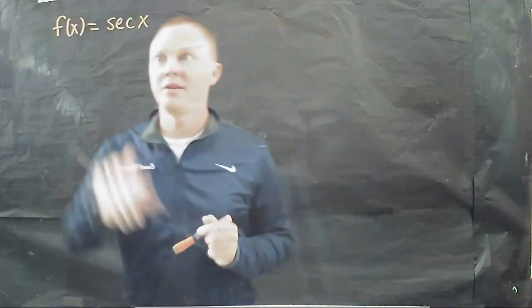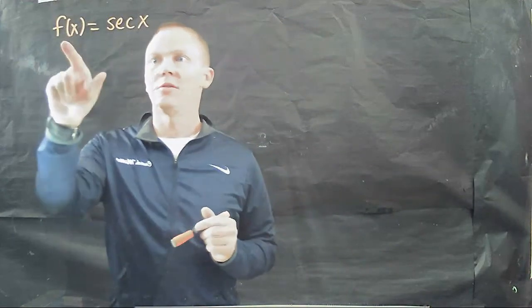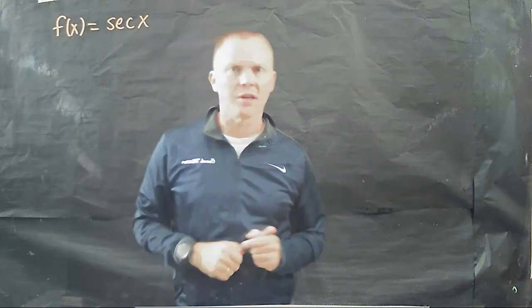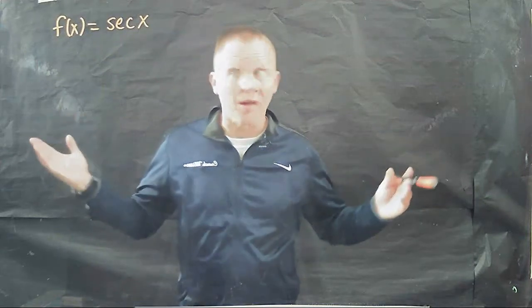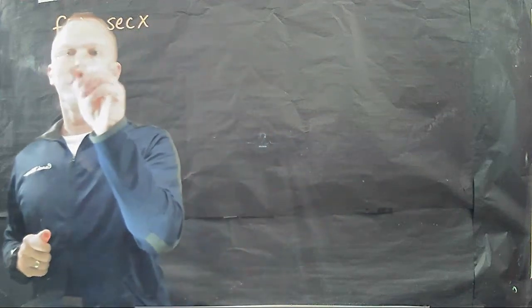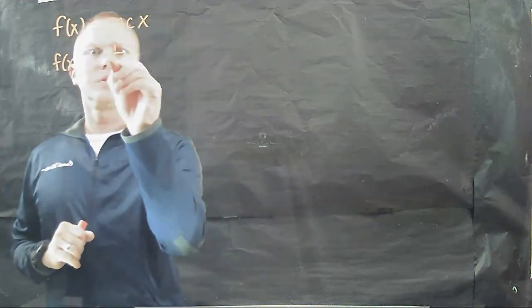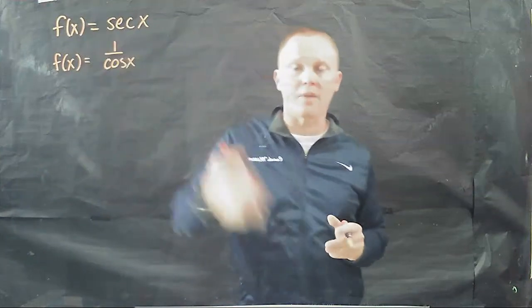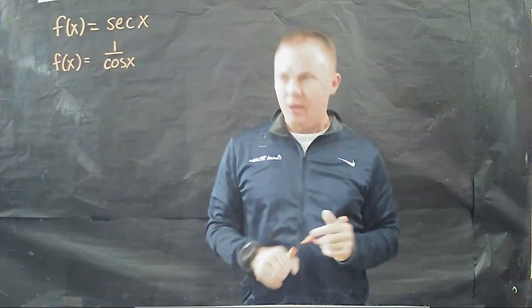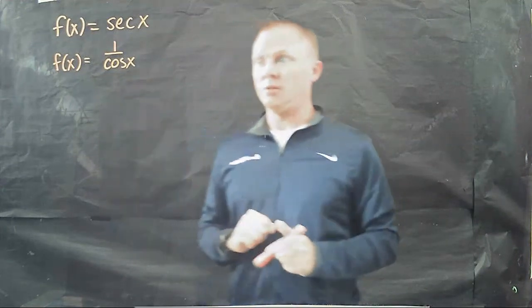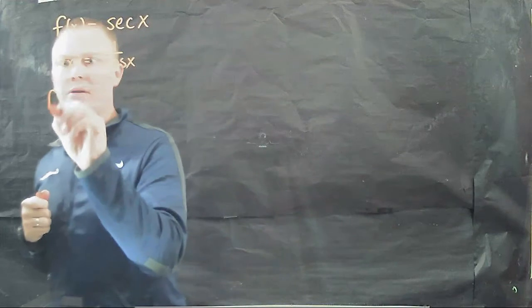Okay, so we're back. Nice clean board here. f of x is secant of x. So how are we going to take the derivative of secant of x? What are we going to do? Well, we're going to rewrite that. How can we rewrite secant of x? Well, hopefully, you know this. You learned secant to be 1 over the cosine. Okay, so we're going to take the derivative of 1 divided by cosine. We're going to treat this like a quotient. All right, so let's do it.